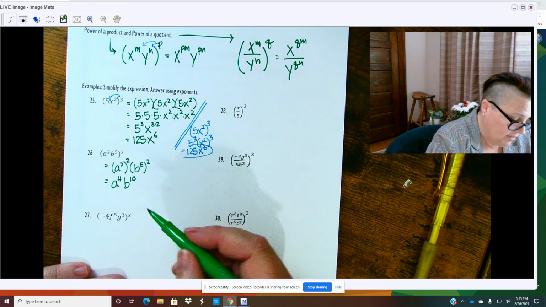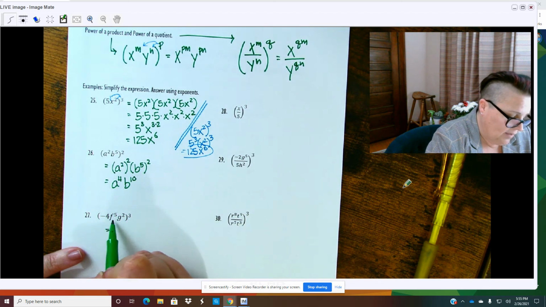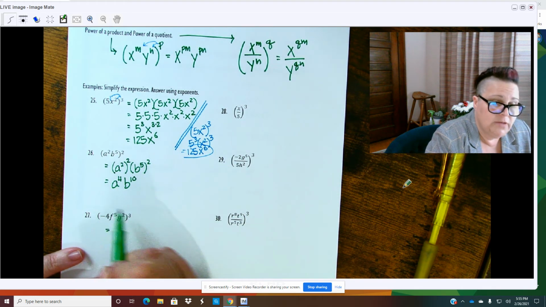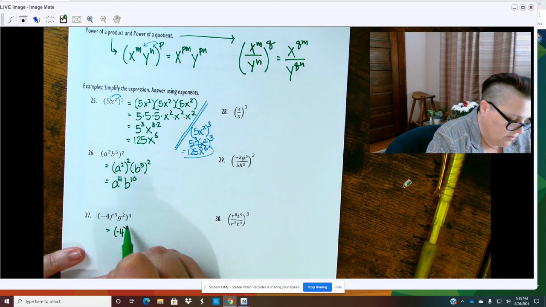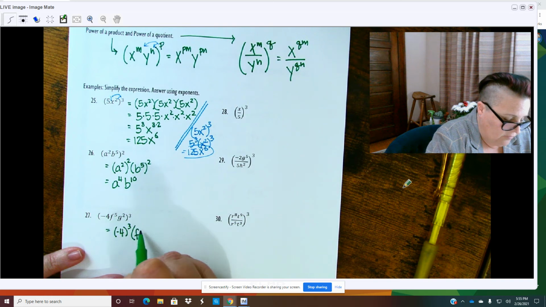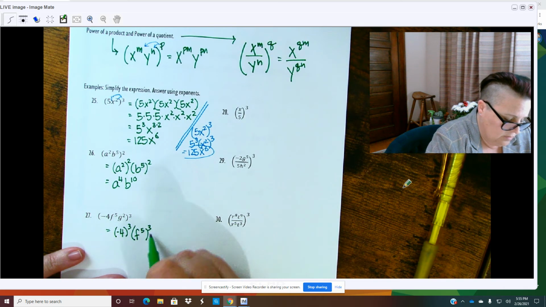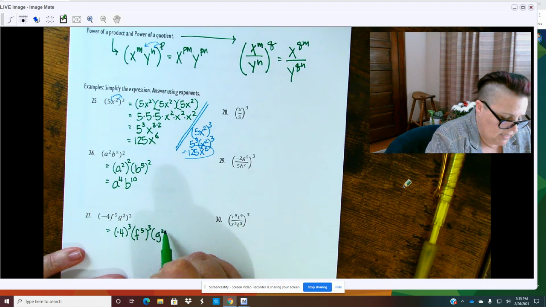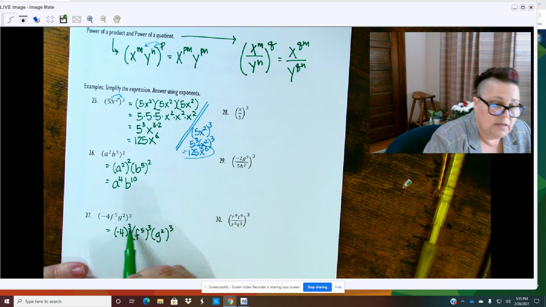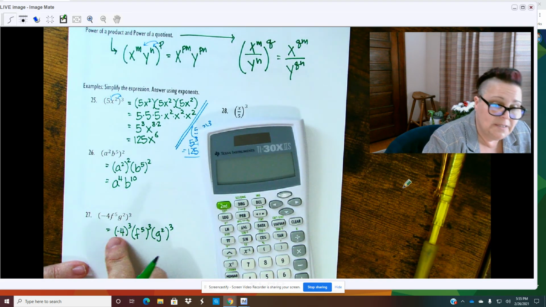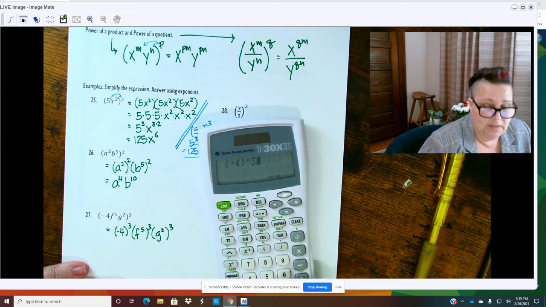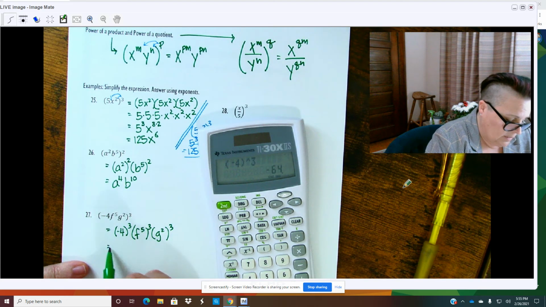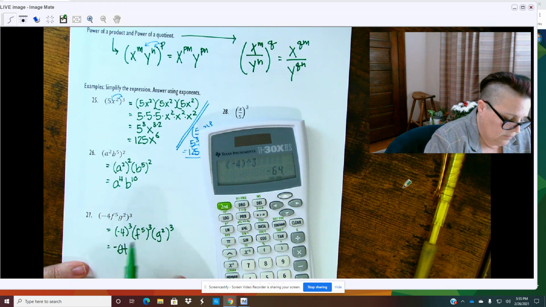For number 27, I have negative 4, f to the fifth, g to the second, all of this to the third. So that's going to be the same as negative 4 to the third, f to the fifth to the third, g to the second to the third. Negative 4 to the third. Notice that's in parentheses. So I'm going to do parentheses negative 4 to the third power. That's going to give me a negative 64.